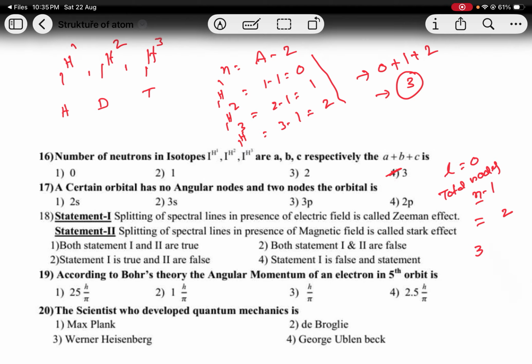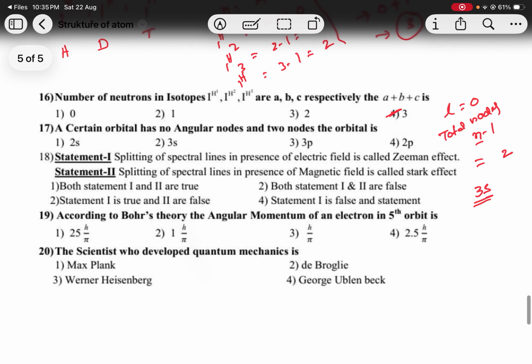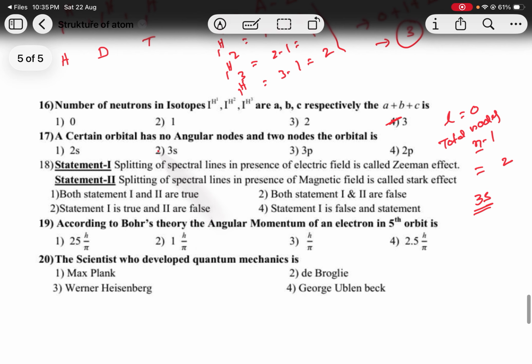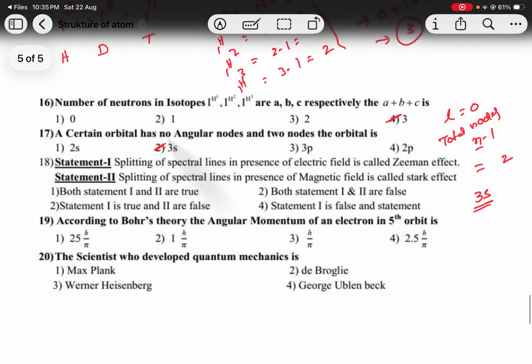n is equal to 3, l is equal to 0 means s orbital. So for the 3s orbital, no angular nodes and 2 nodes are present. So option 2 is the correct one.